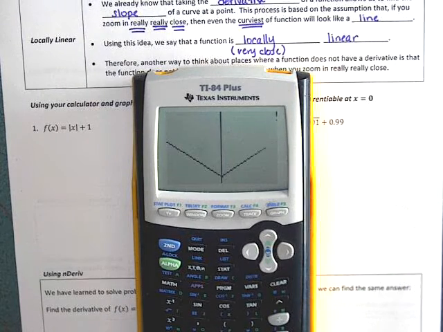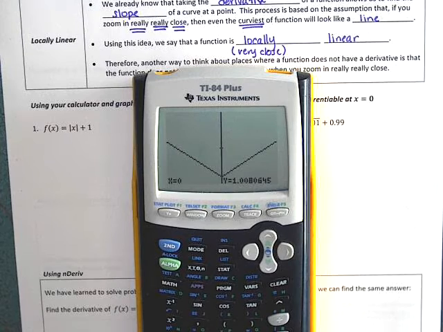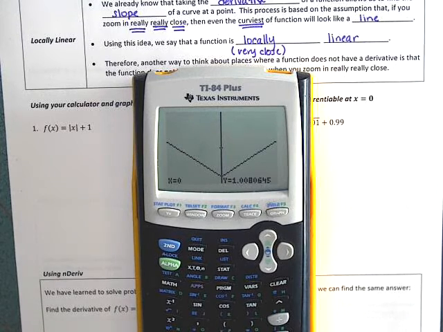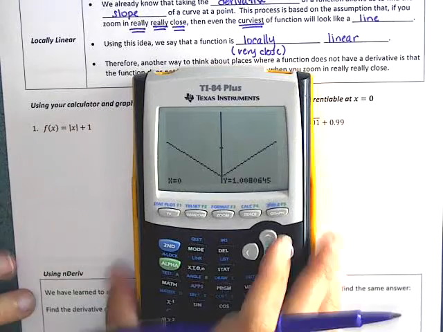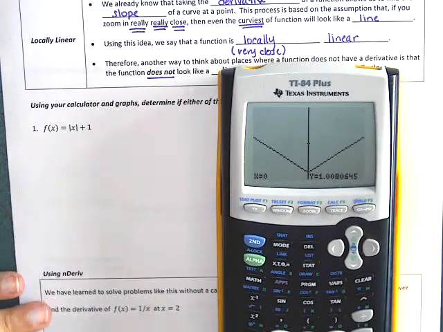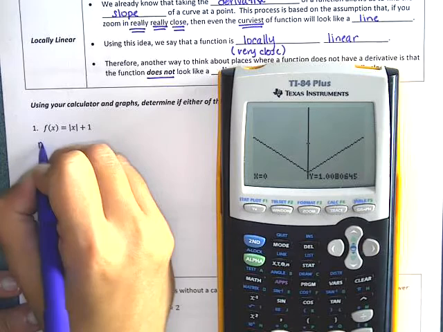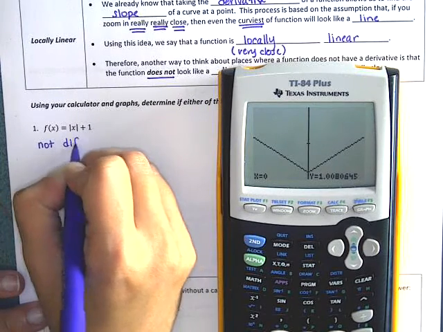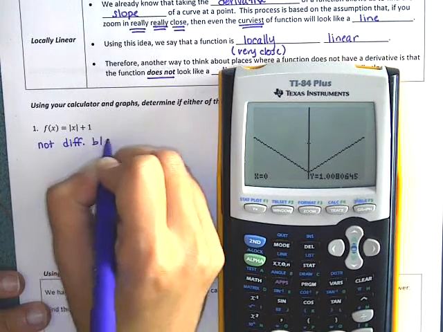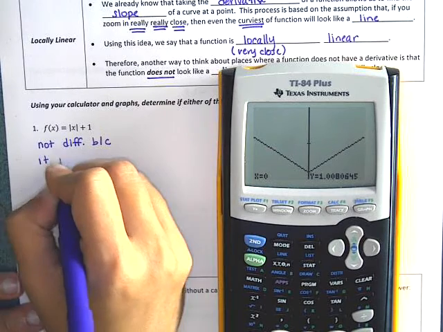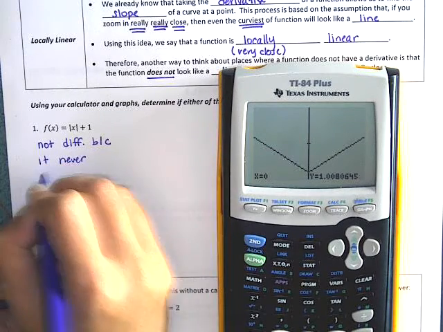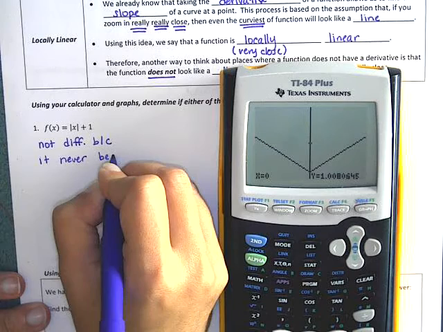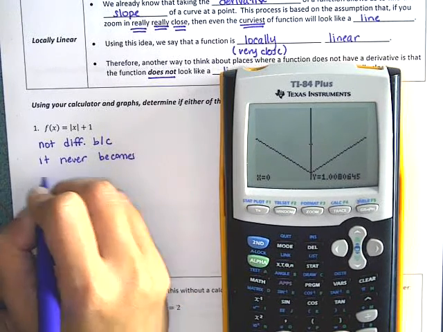Is it getting any straighter? Does it look any more like a line? The answer is no. Turns out no matter how close you zoom in to an absolute value graph, it's never going to look like a straight line. That's why we said that this one has a corner. It's not differentiable. It's another way to think about it. So we would say here it is not differentiable because it never looks like a line. It never becomes linear.